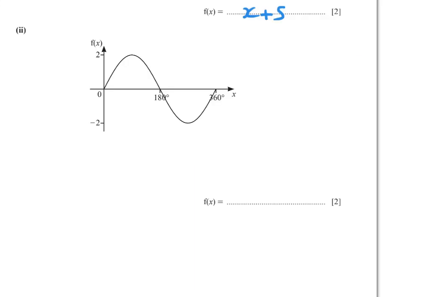For the second function, it's the same as sine x. f(x) equals sine x, with only one difference: the minimum is -2 and the maximum is 2 instead of -1 and 1. So this function equals 2 sine x.